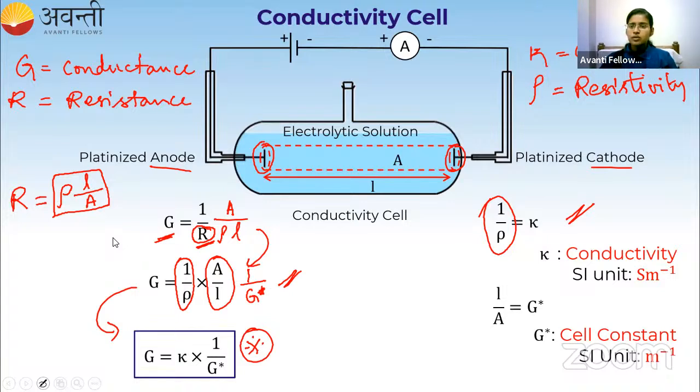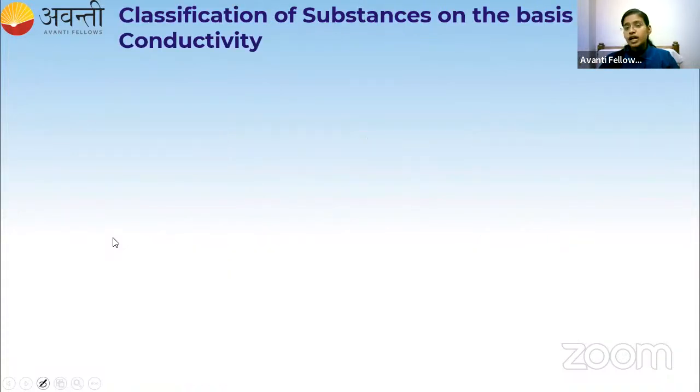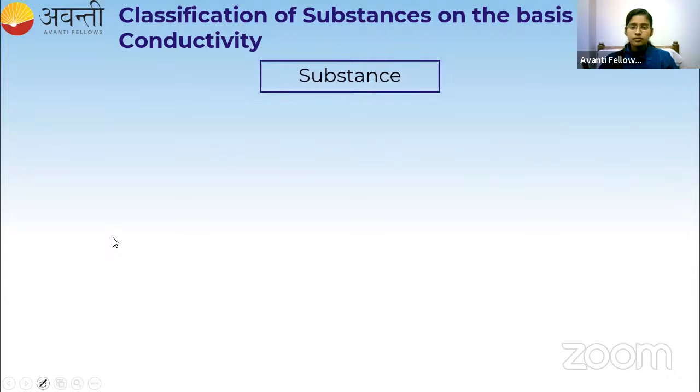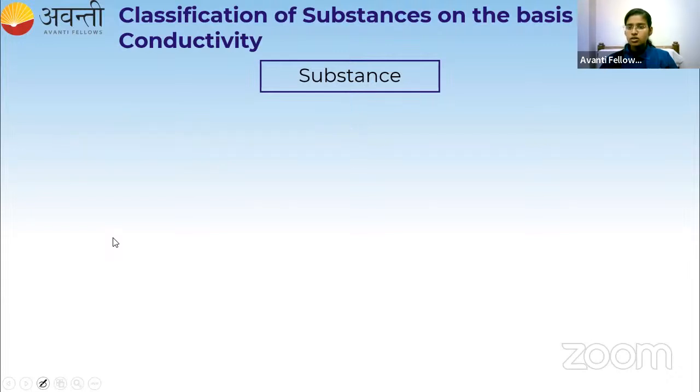Now we'll go for the classification of substances on the basis of conductivity. On the basis of conductivity, the substances are going to get classified into three. The first division is conductor. And the second division is... You want me to explain the previous slide once again? Okay, I'll just go a little bit fast. So please try to concentrate.